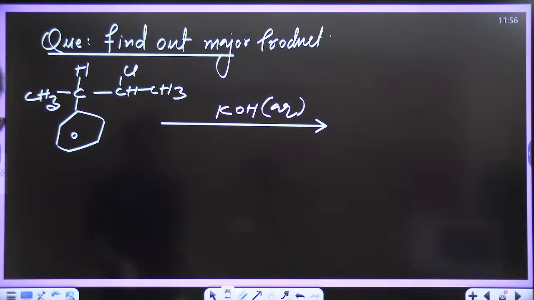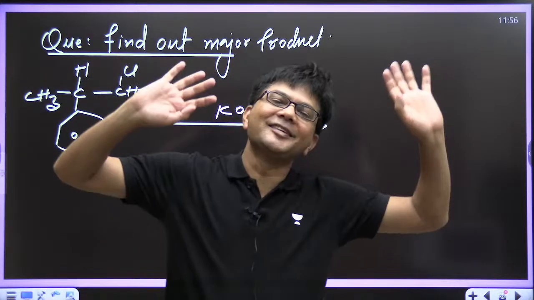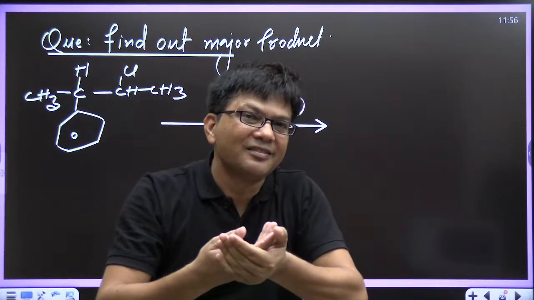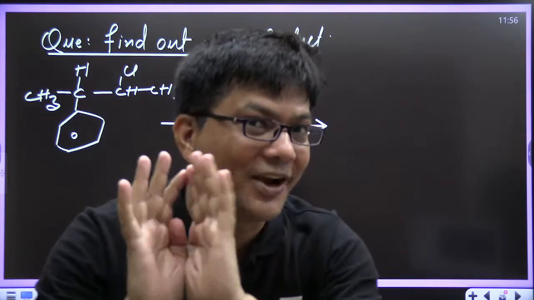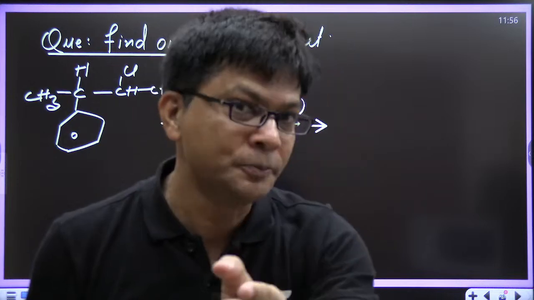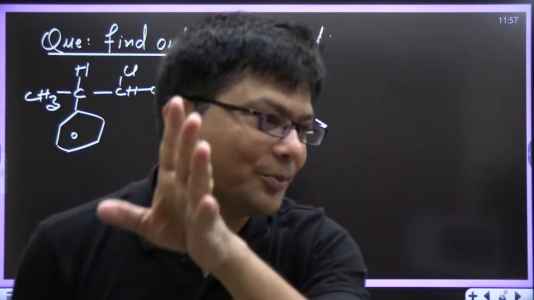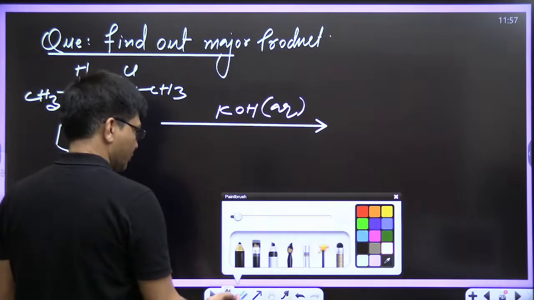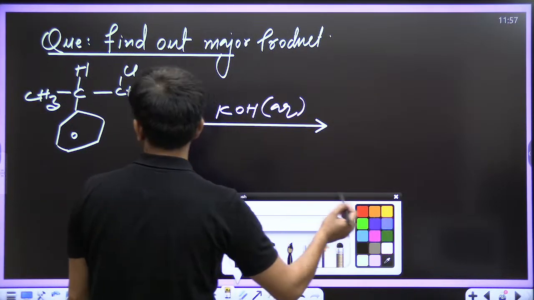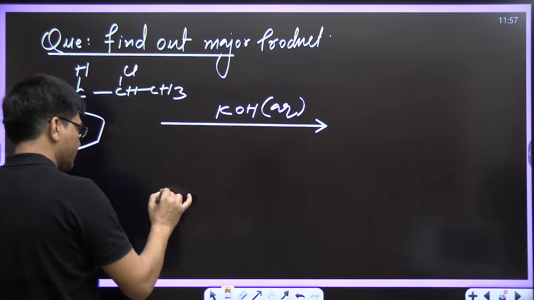So, sir, how to write? Sir, I've got the answer, sir. How to write? You're too far. Oh, no, I'm here only. I'm going to write the answer. For the options I'm going to give you, you have to let me know which is the major product, kids. So just let me know, what do you think? Is this your major product?